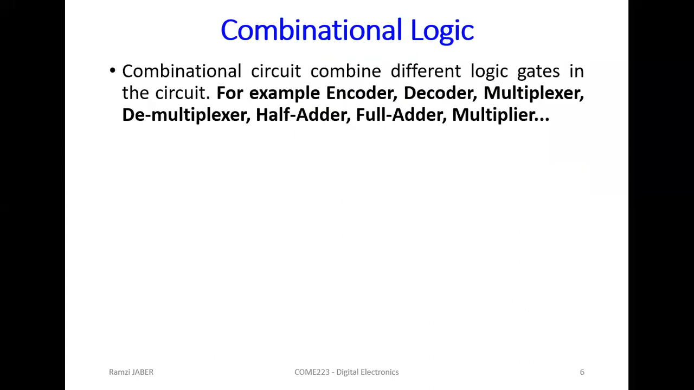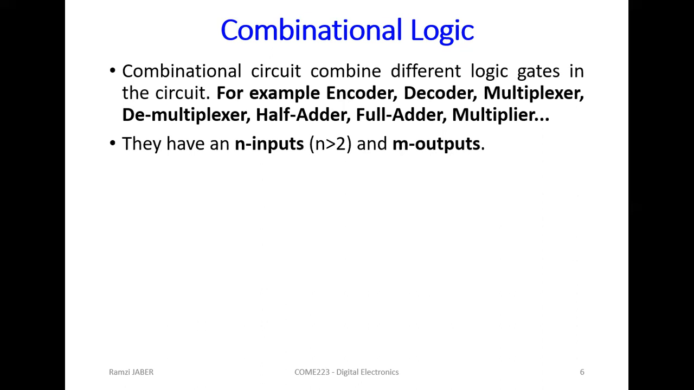Now, what is combinational logic? Combinational circuit, the word combinational comes from combine different logic gates in the circuit. So if you have in the same circuit different logic gates, we call it combinational logic circuit. For example, encoder, decoder, multiplexer, de-multiplexer, half adder, full adder, multiplier, and so on. Okay, so a combinational circuit is a digital circuit that combines different logic gates.